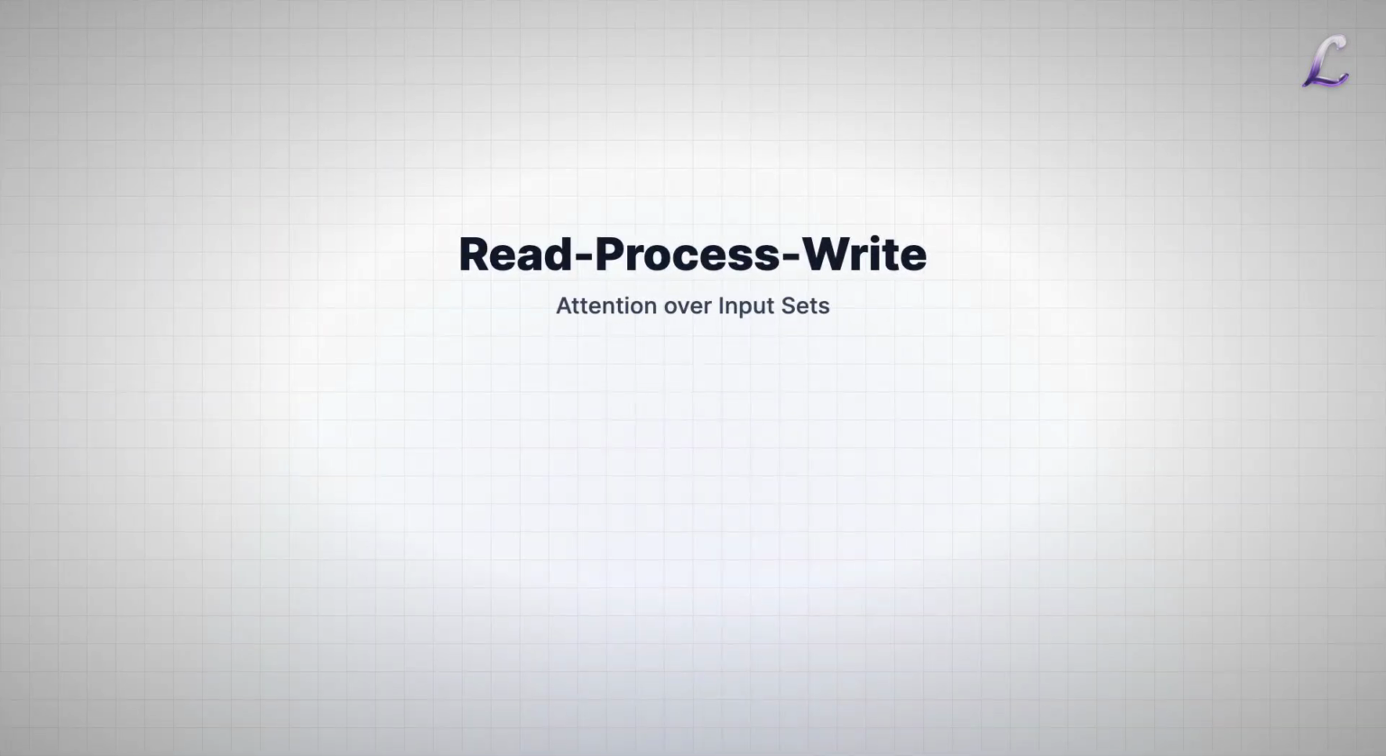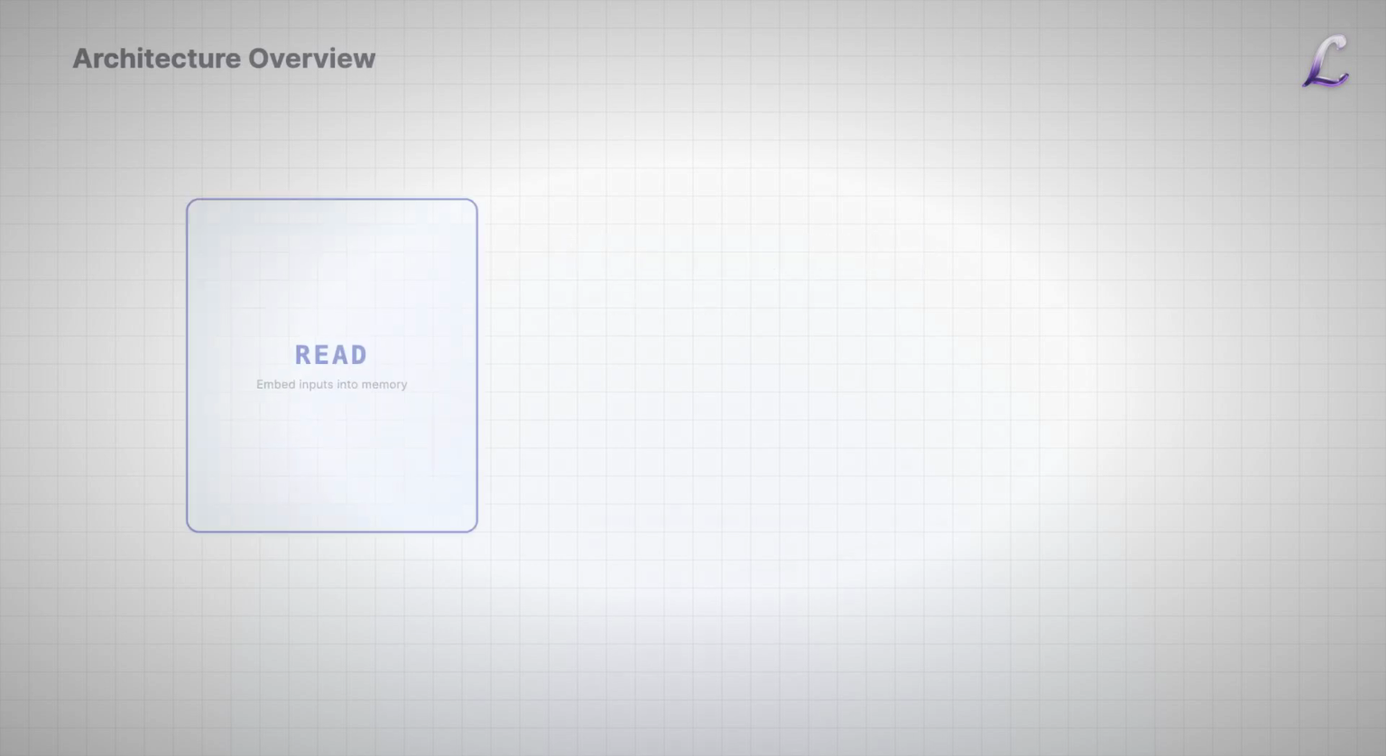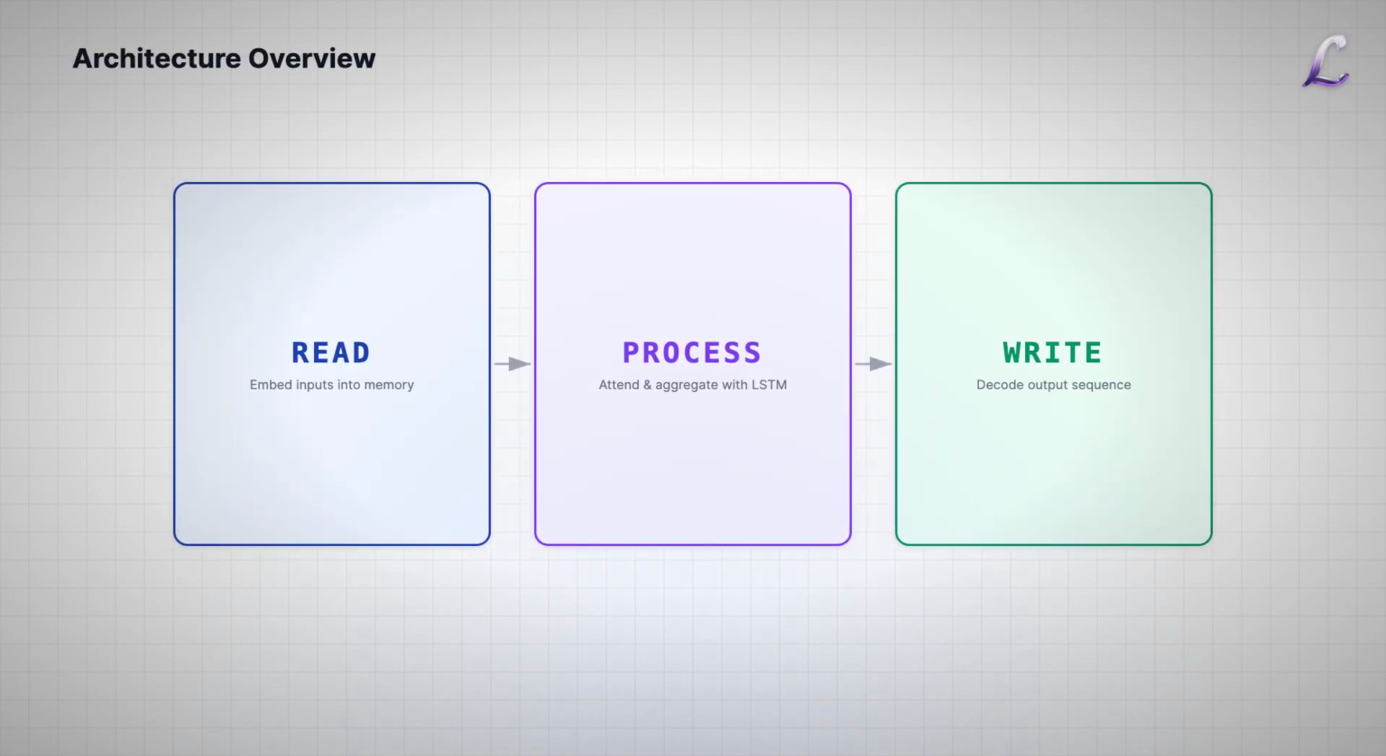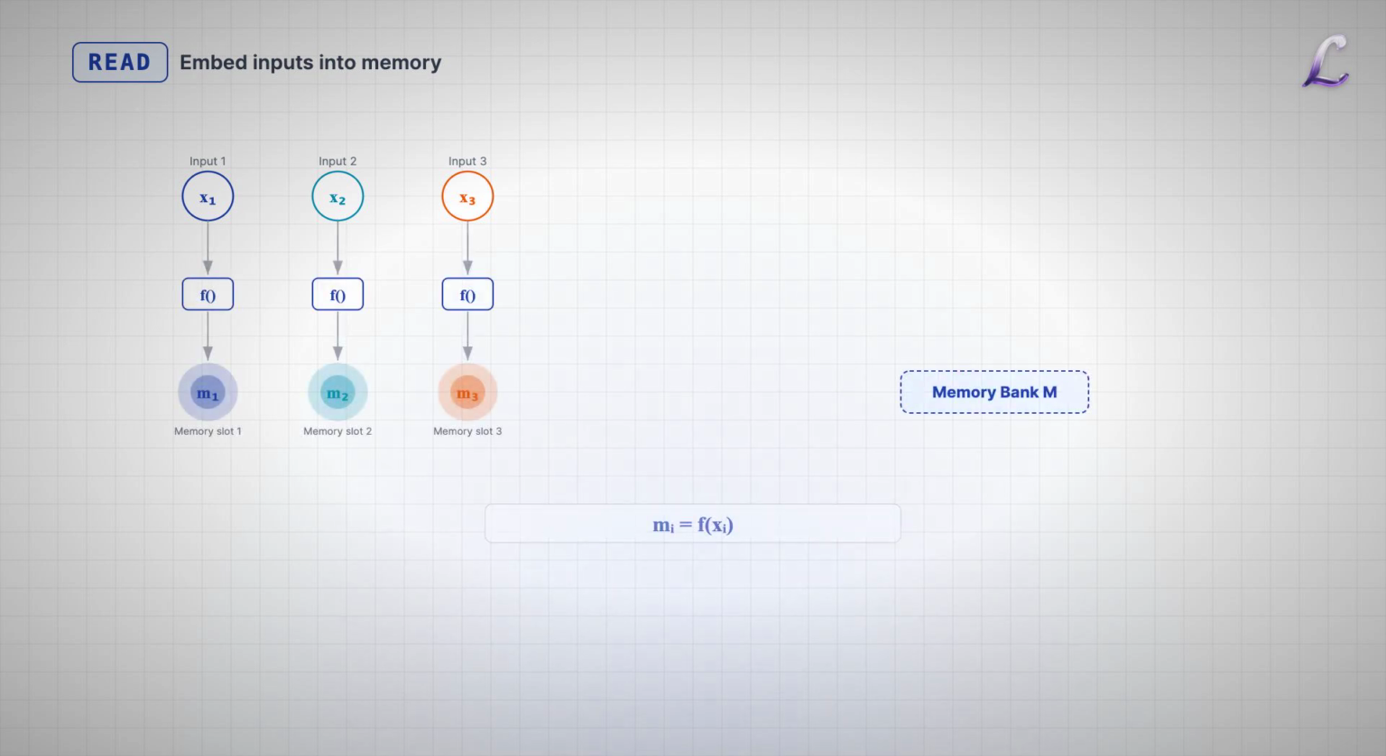The read-process-write architecture has three components. First, the read step: embed each element of the input set independently. For element x_i, compute m_i equals f of x_i. This is just a learned embedding, nothing order dependent yet. Second, the process step, and this is the key innovation.